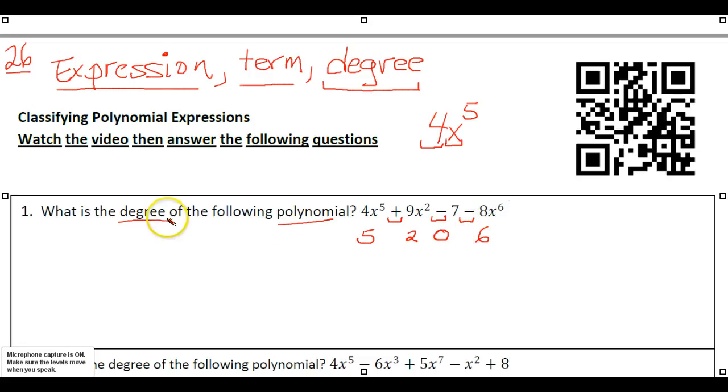So when you want the degree not of a term, but of the polynomial, and this is where it can be a challenge if you don't get it correct, it's what is the highest of any single term, the degree of any single term. And the highest one is 6. So the degree of this polynomial is 6.